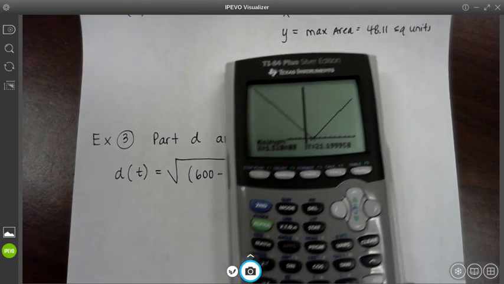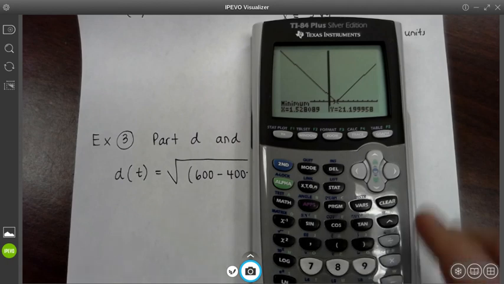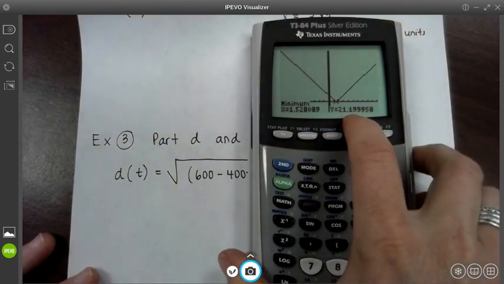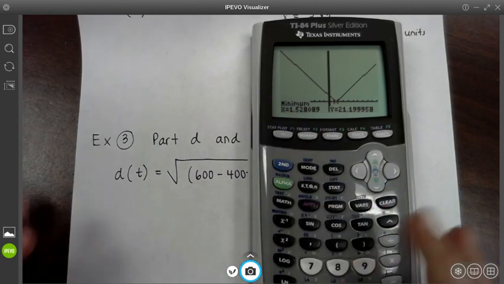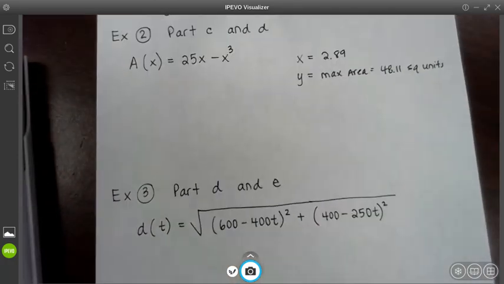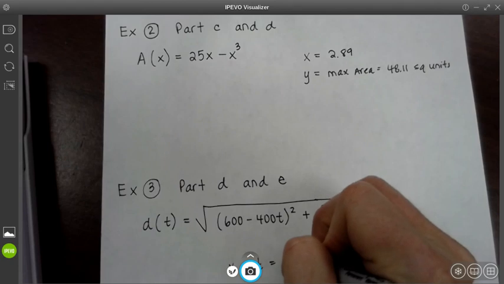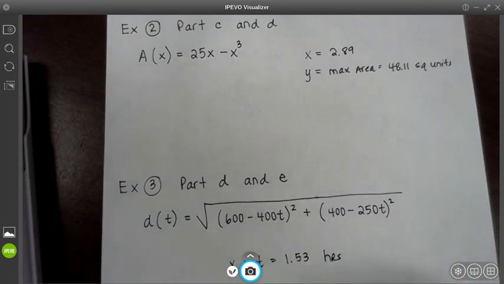And it says that when x is 1.53, so when time is 1.53 hours, because it was measured in miles per hour, so hours are the unit of time, y will equal 21 point, I'm going to round that to 20. So the closest the planes will get is a distance of 21.20 miles, and it will happen 1.53 hours after they start traveling towards each other. So again, x, which is equal to the time, is equal to 1.53 hours. It's going to take them to get to the closest point.